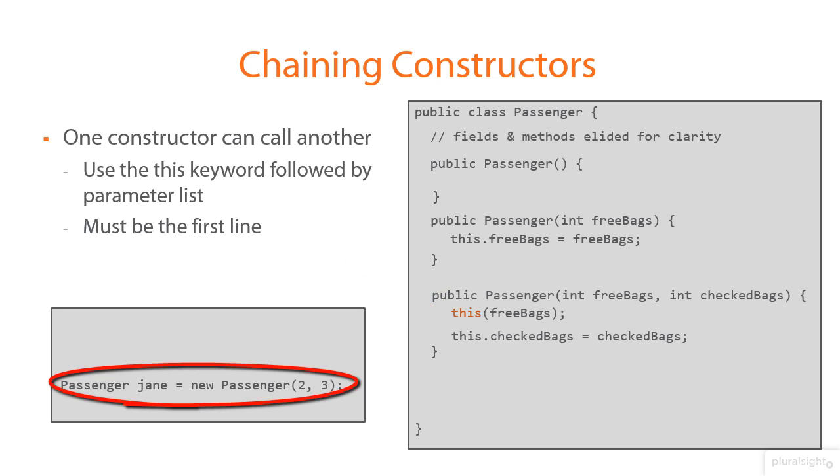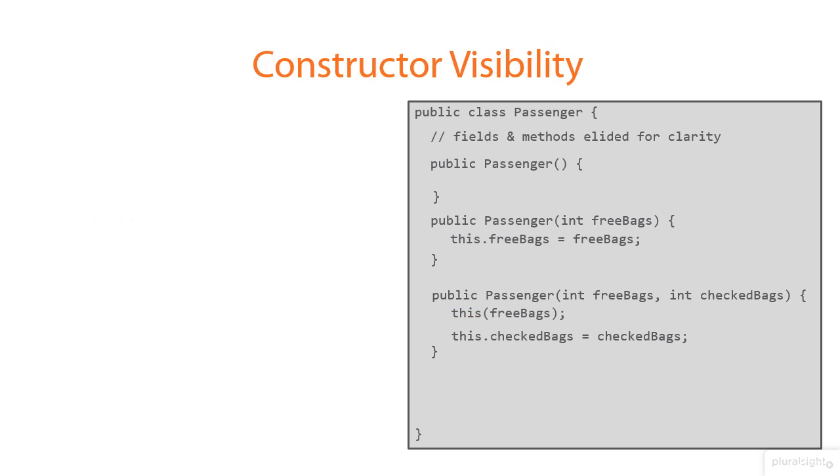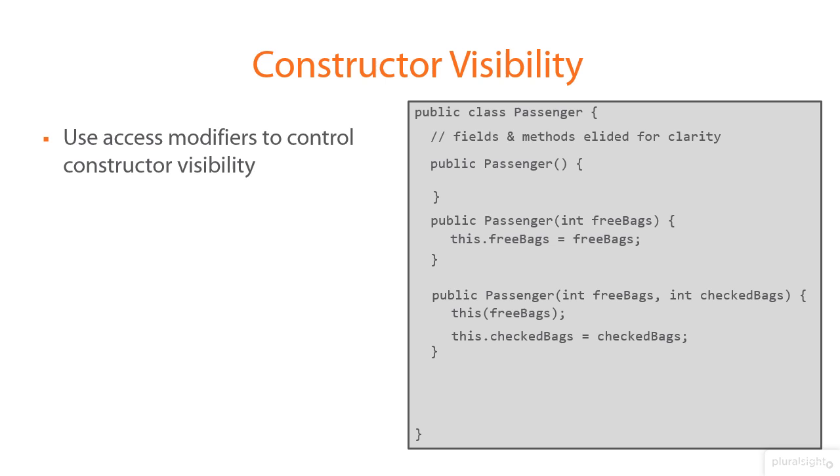So now when we create this passenger Jane, it calls into the constructor that takes 2 arguments. As part of that, it calls up to the constructor that takes 1 argument, which sets the free bags. And then when that returns, we assign checked bags into our checked bags field. With multiple constructors, we may want to start thinking about the visibility of our constructors. Because just like any other members, with constructors, we can use access modifiers to control the visibility of those constructors. What that allows us to do is limit what code can perform specific creations.